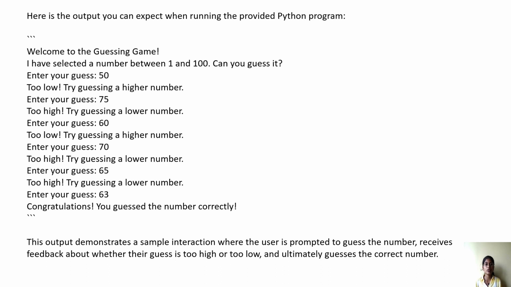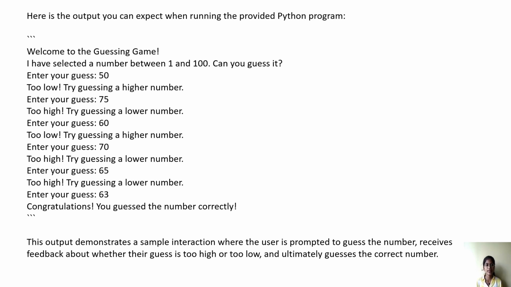Here is the output you can expect when running the provided program. Welcome to the guessing game. I have selected a number between 1 and 100. Can you guess it? Enter your guess. So I'll enter 50. Too low. Try guessing a higher number. Now I'll enter my guess as 75. Too high. Try guessing a lower number.